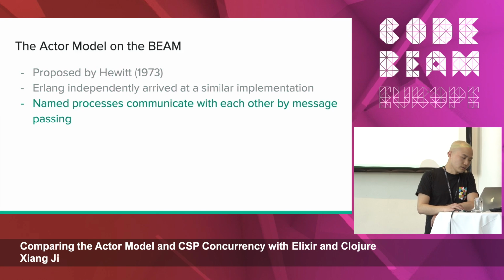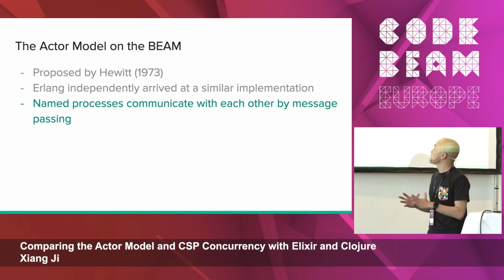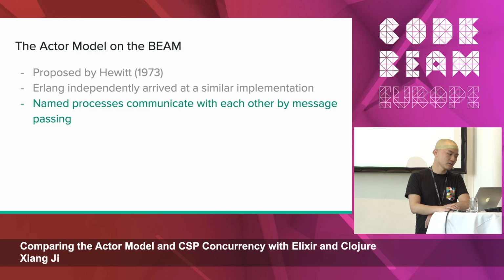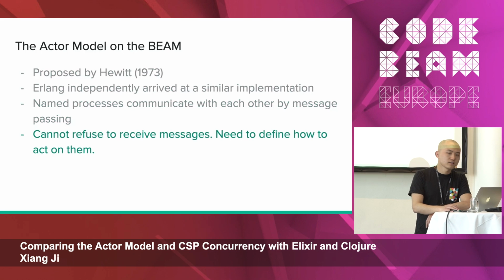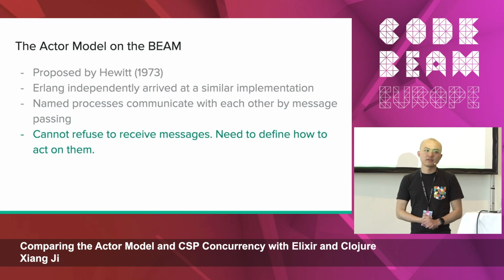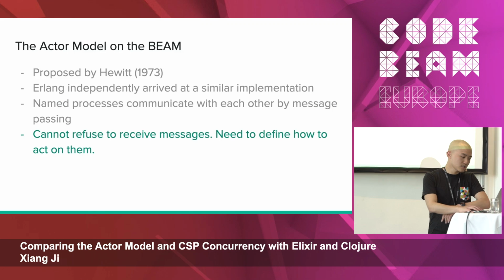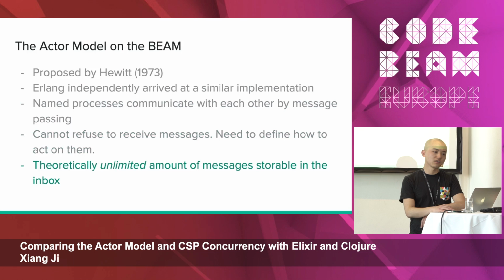And then each process has a name. They communicate with each other by message passing, but they do not share memory with each other. And one interesting property is that a process cannot refuse to receive messages. So in theory, you can always bombard a process with countless messages, and there's no limit on the amount of messages a process can receive. So you can theoretically overflow the whole VM until it crashes.